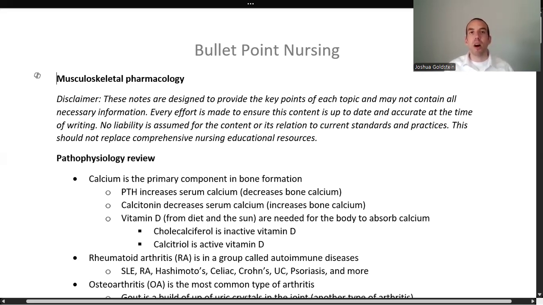Next, let's talk about RA. RA is rheumatoid arthritis. It's in a group of diseases called autoimmune diseases. Autoimmune diseases includes a ton of diseases such as lupus, rheumatoid arthritis, Hashimoto's thyroiditis, celiac disease, and so much more.